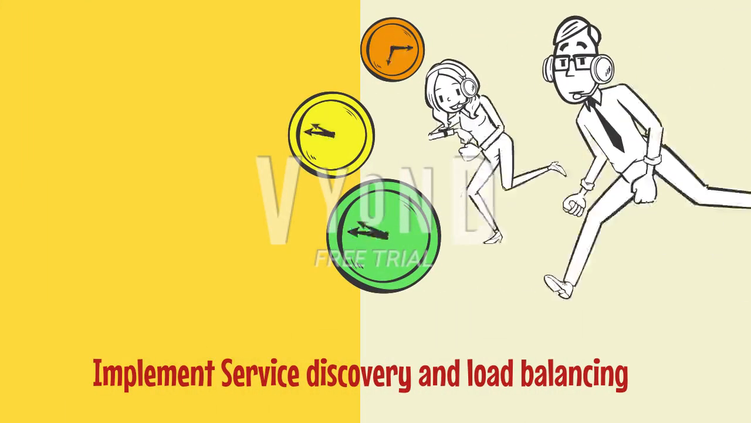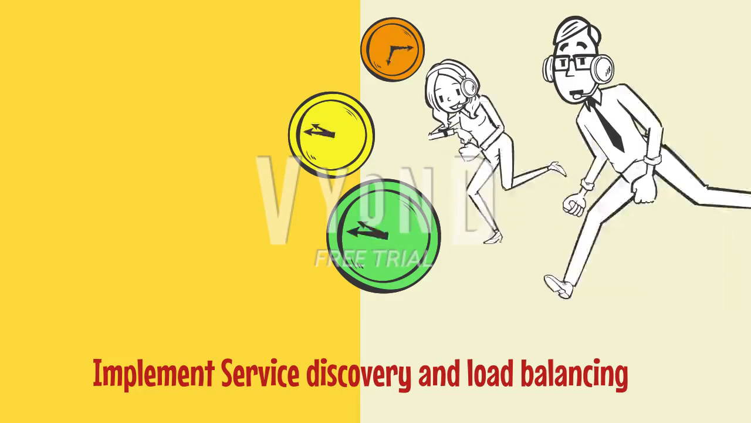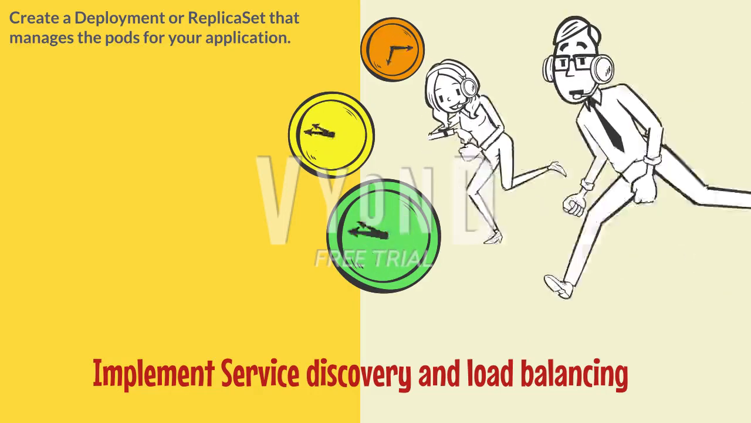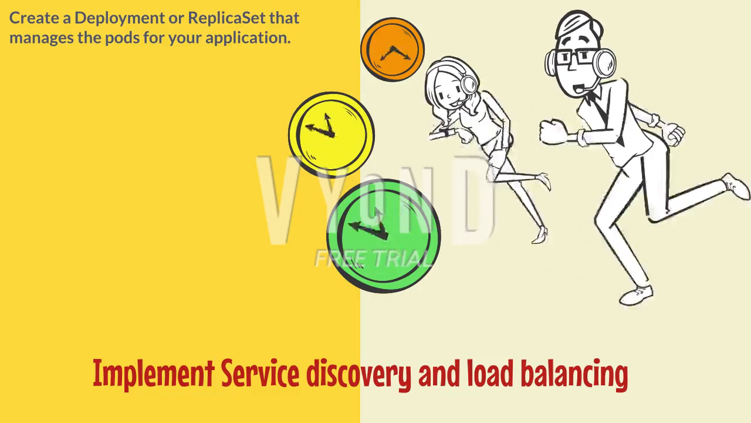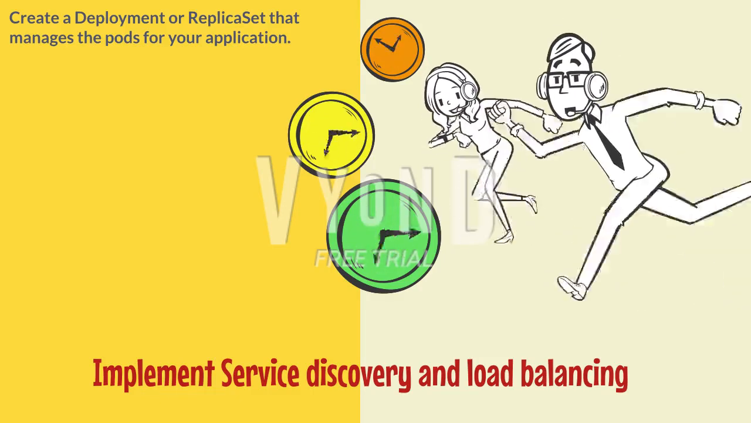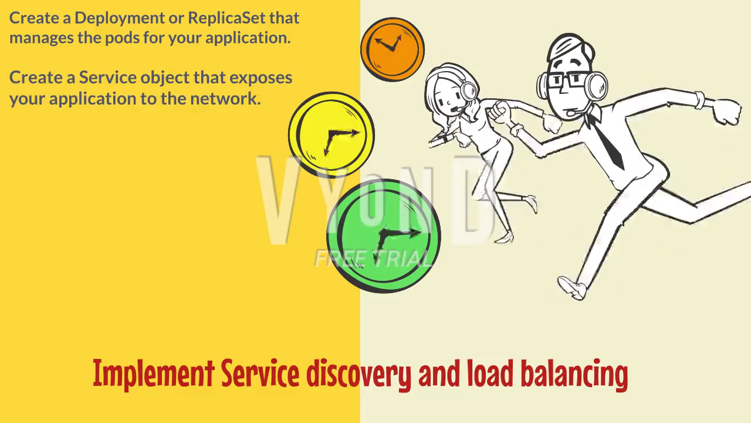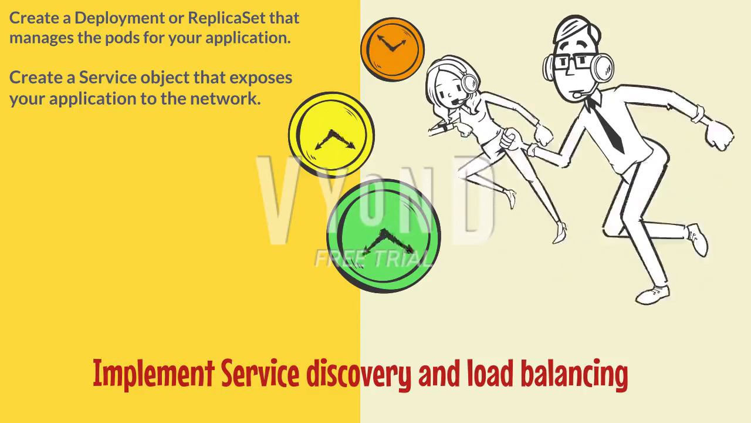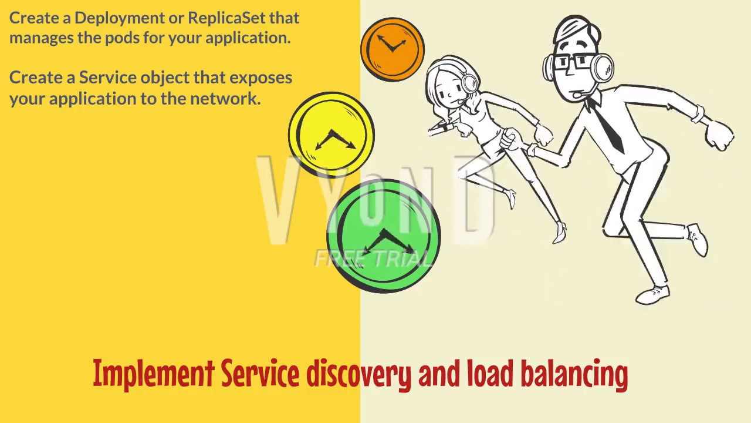To implement service discovery and load balancing in Kubernetes, you can follow these high-level steps. 1. Create a deployment or replica set that manages the pods for your application. Each pod should have a unique name and a label that identifies it as a member of the application. 2. Create a service object that exposes your application to the network. The service object should use a selector to specify which pods should be included in the service.